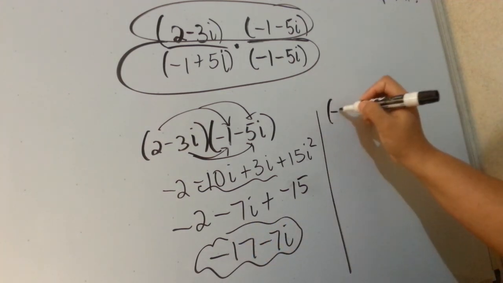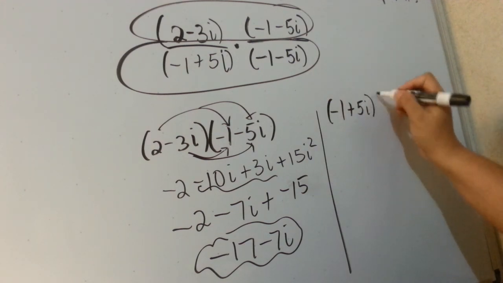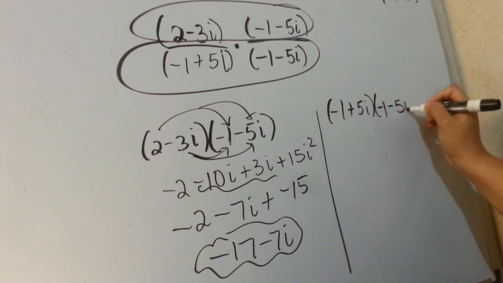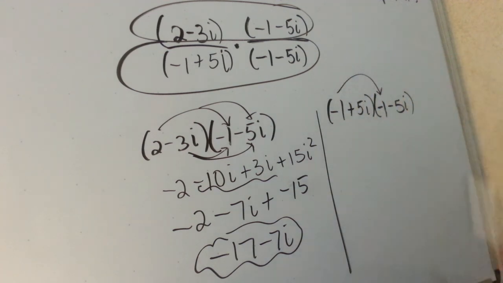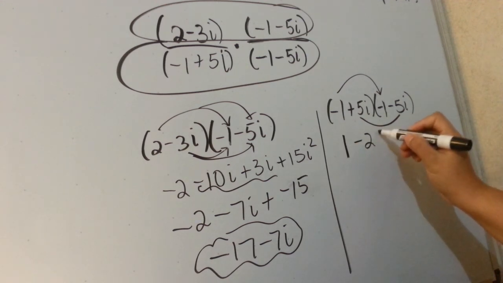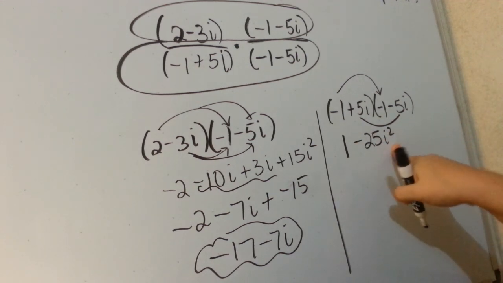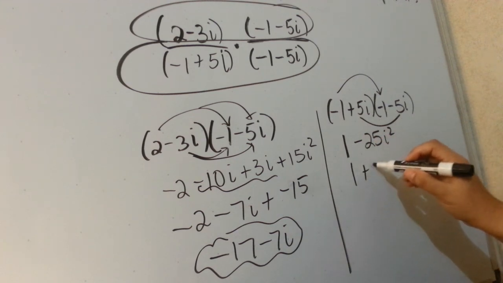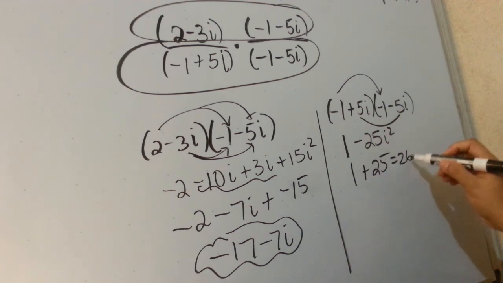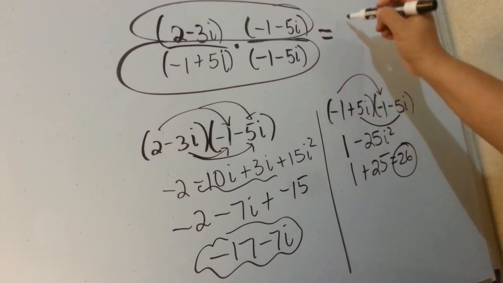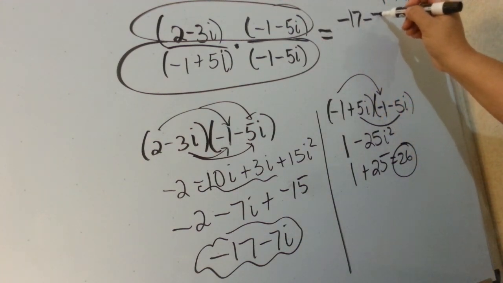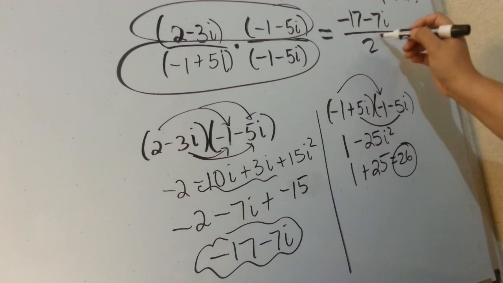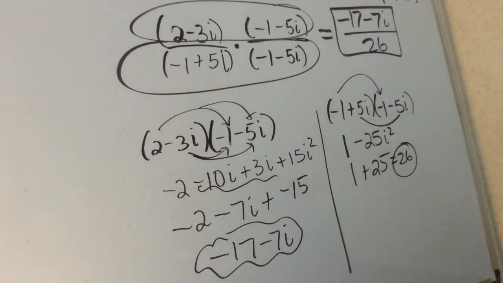And now to the bottom portion. The thing about the bottom is because they're conjugates, we can multiply the real parts. You get a 1. And multiply the imaginary parts, and we get minus 25i squared. i squared turns this into a plus sign. And we get a 26. So the answer is minus 17 minus 7i over 26. Yay! Alright, that was test 3, factoring in complex numbers.